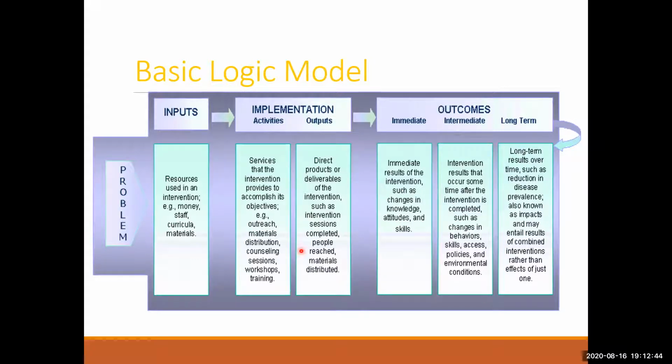And the intermediate result occurs sometime after the intervention, such as change in behavior, skills, access to policies, and environmental conditions. So we are talking about any change to the character or the attitude or these types of changes. You can call it an intermediate. And after that, the long term, which is the impact or the effect. And if it is impact, this will be an effect on something much bigger, let's say our society, our community, our country, our region level.